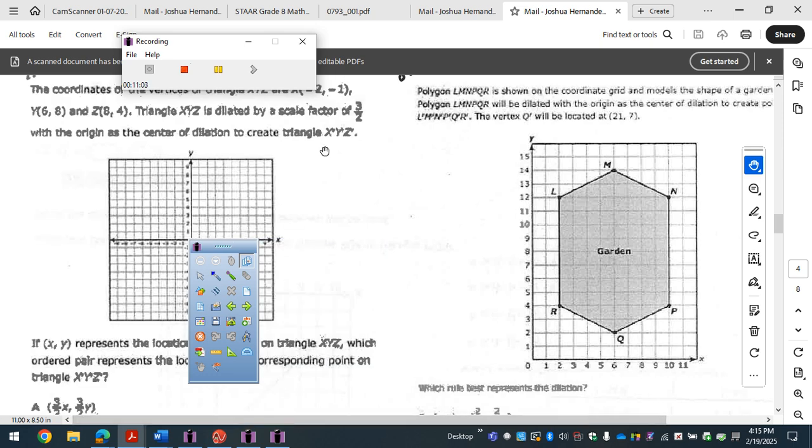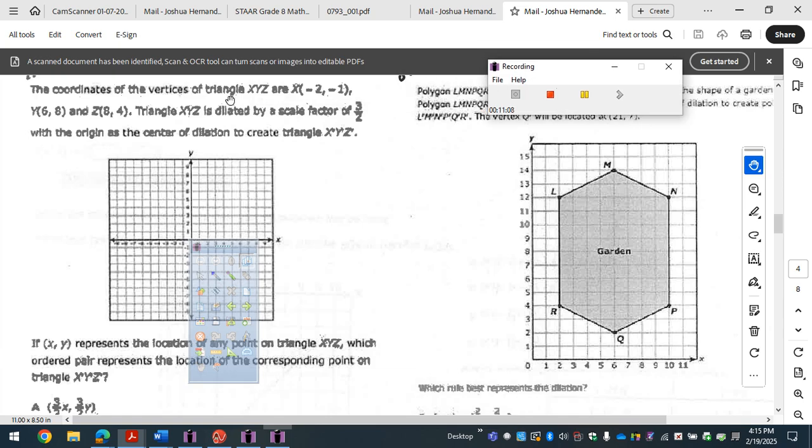Oh, this is easy. Scale factor. Hey, guys, I'm just moving it over right now as we speak. This says dilated, scale factor, multiply, multiply, multiply. Multiply by 3/2. That's like, dude, that's like a dead giveaway.